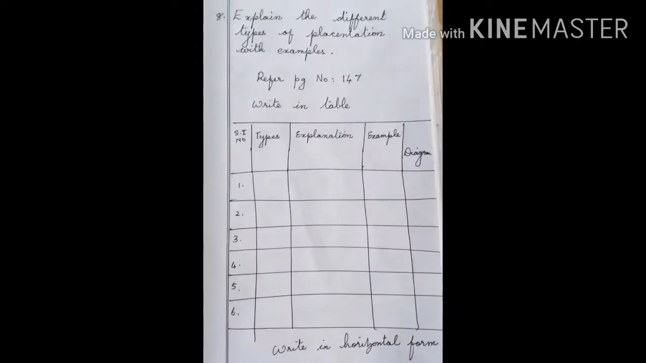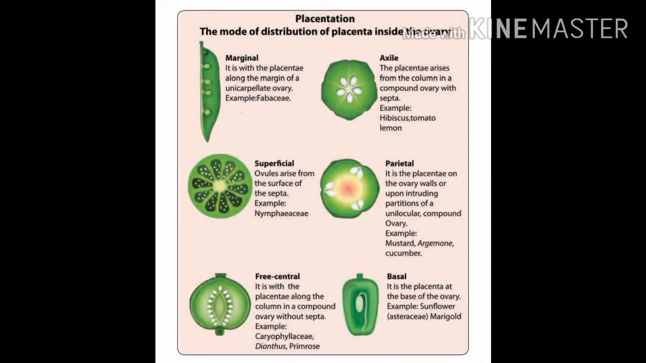Explain the different types of placentation with examples. You have to put this in a tabular column. In the first column you write the different types, next the explanation of those placentations. In the third column you write the examples, and in the fourth column you draw the diagram. Altogether there are 6 types of placentation given. The examples, the diagrams and explanations are all given in this page. I want you to fill in this answer on those pages, and you have already done it in classwork. You can also refer to your classwork. Those children who have missed doing it, at least by now you can watch it and do the answers.